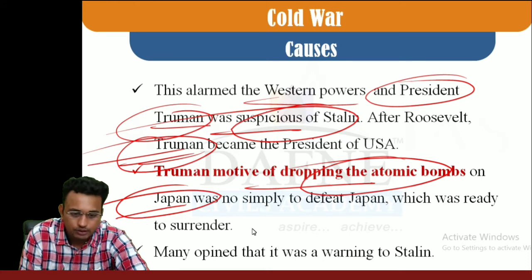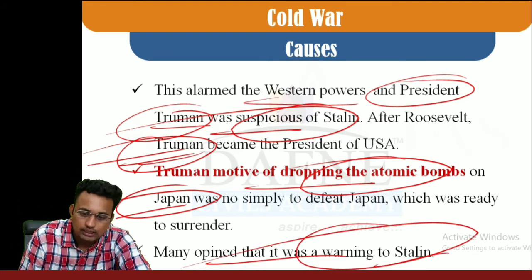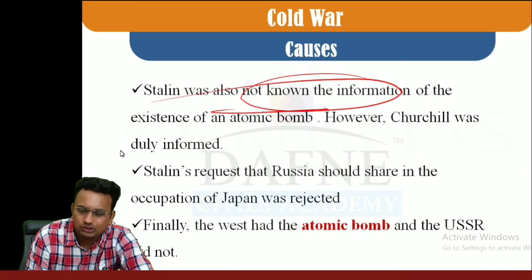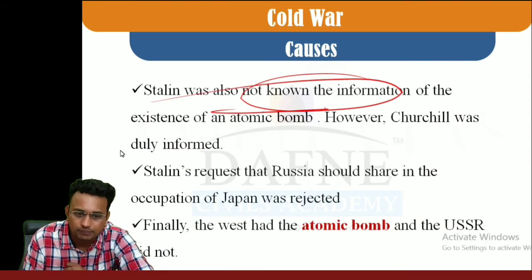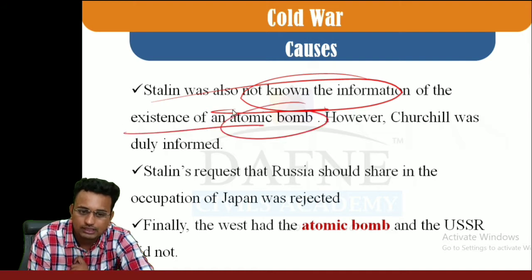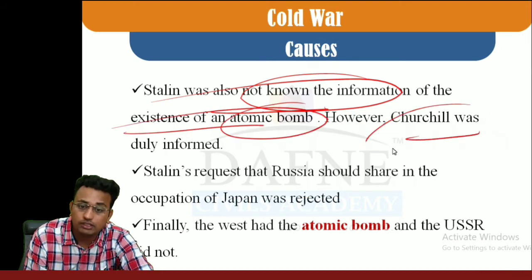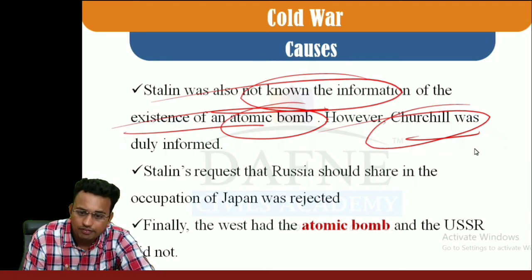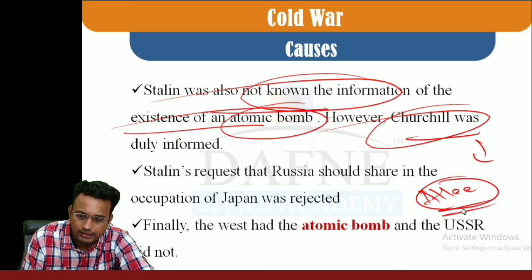As I said, many opined that it was a warning to Stalin. Stalin was not informed, so this developed mistrust. He was not told of the existence of the atomic bomb, but Churchill was informed. Winston Churchill was informed. After Churchill, you have Clement Attlee, the Prime Minister when India got independence.